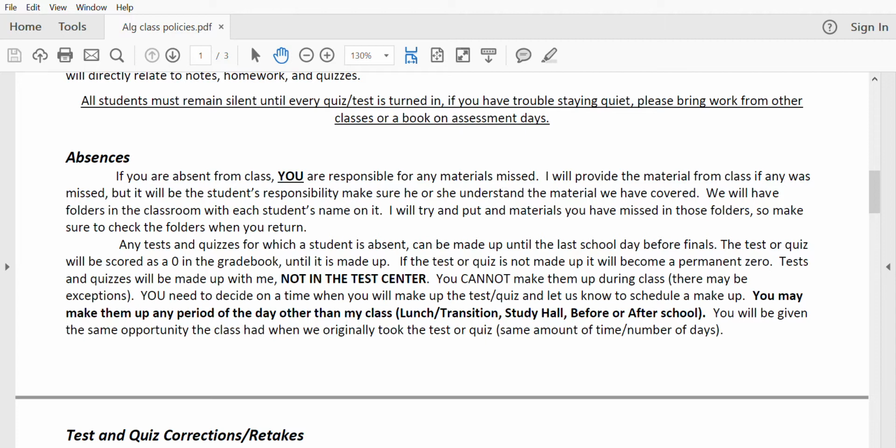Again, I do not have to be free for you to make up a test or a quiz. You just have to be free. So before or after school, a study hall, lunch, transition, something like that. All right, so that's absences.